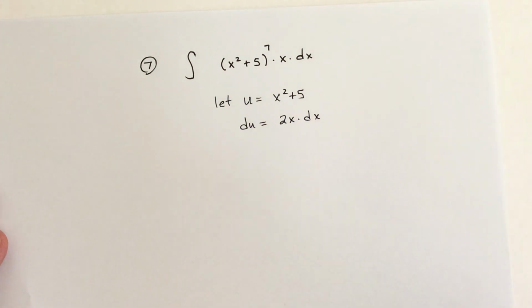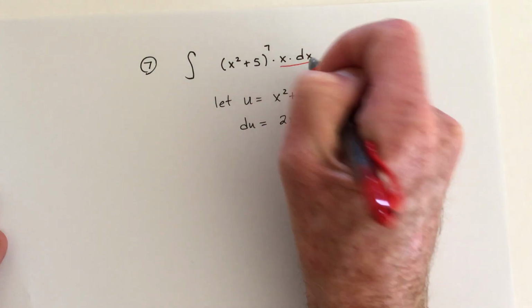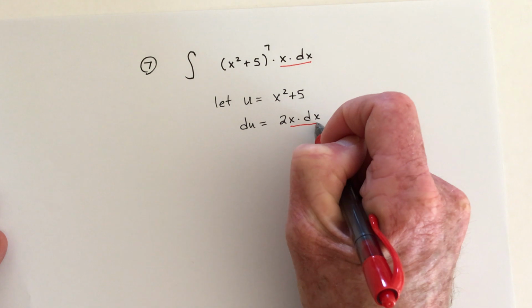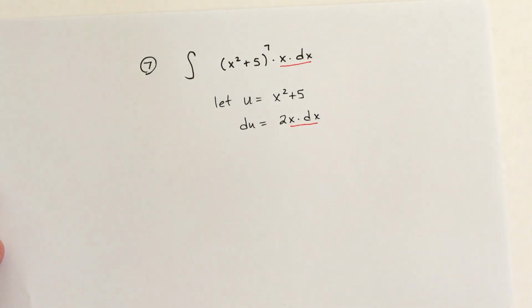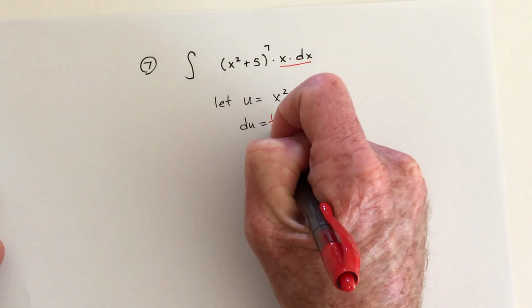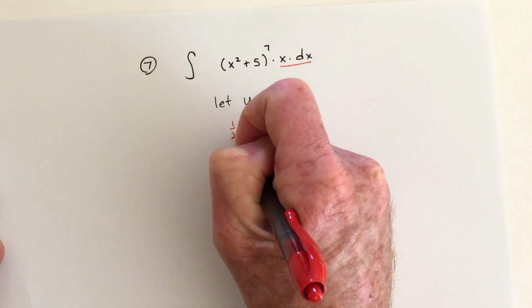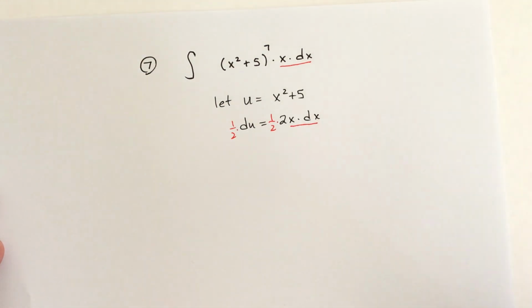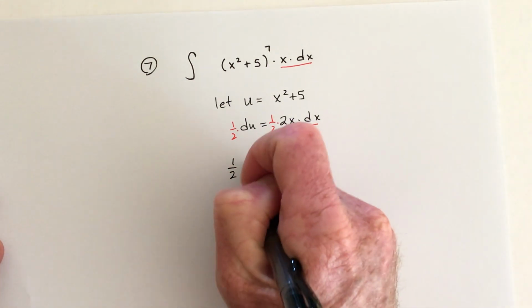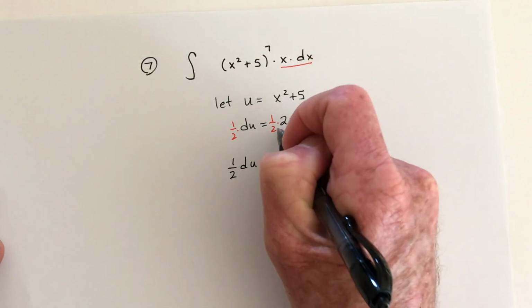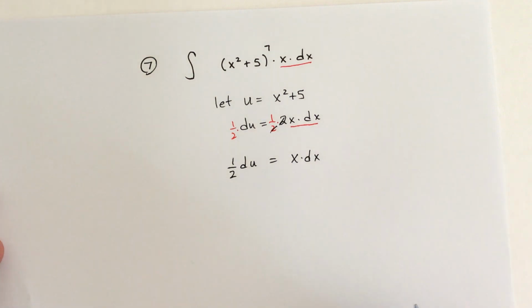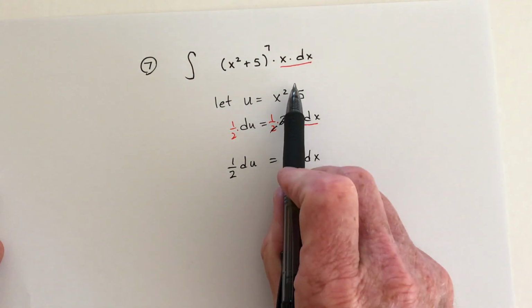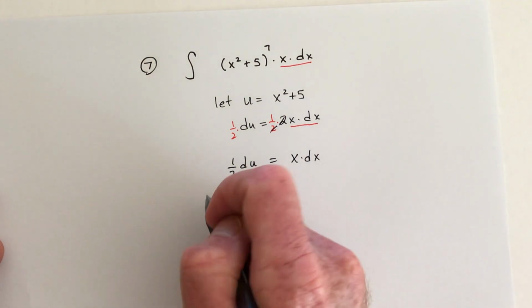And if you look at the given problem, it has x times dx, and this has x times dx, which is good news, but this 2 is not supposed to be there. So then I could just multiply both sides by 1/2 to basically get that 2 out of the way. So it's going to be 1/2 du, and then after these cancel, it leaves x dx. And this matches this perfectly, so that means it's ready for the u substitution.